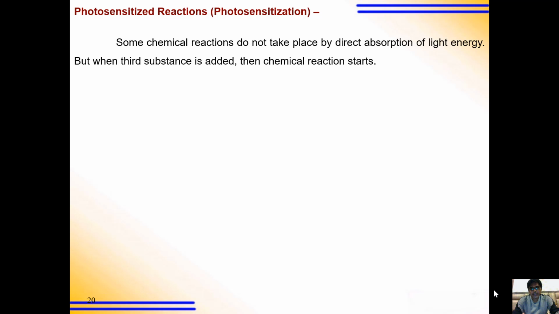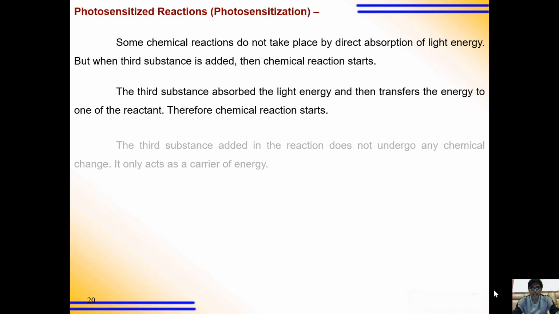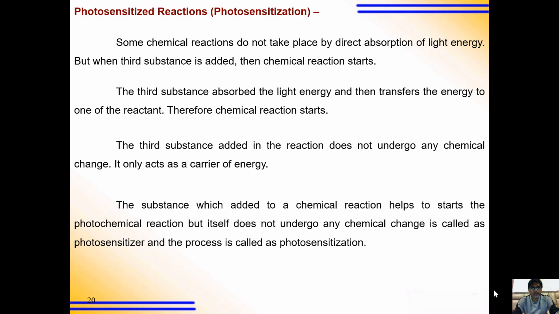Some chemical reactions do not take place by direct absorption of light energy, but when a third substance is added, the chemical reaction starts. The third substance absorbs the light energy and then transfers this absorbed energy to one of the reactant molecules, and therefore the chemical reaction starts. That third substance added in the reaction does not undergo any chemical change. It only acts as a carrier of energy.